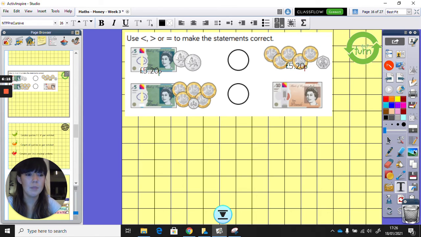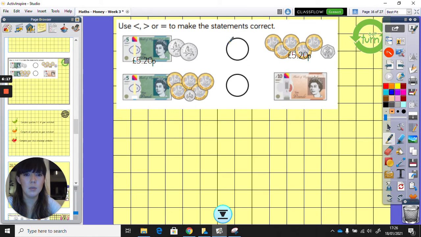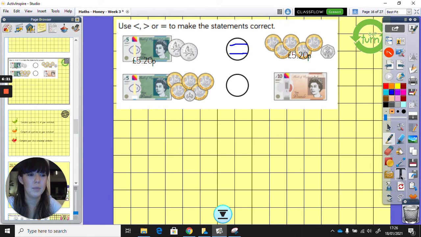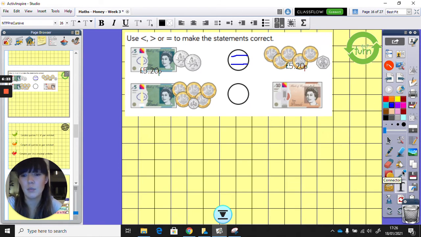So which one's bigger? Neither of them. They are equal. They're the same amount. So we need to put a big equal sign in the middle there. Okay? Let's try the next one.